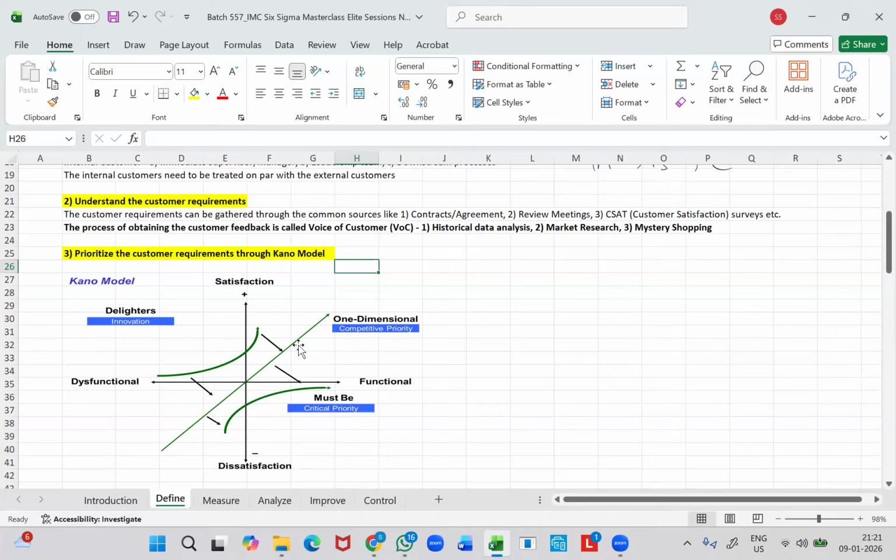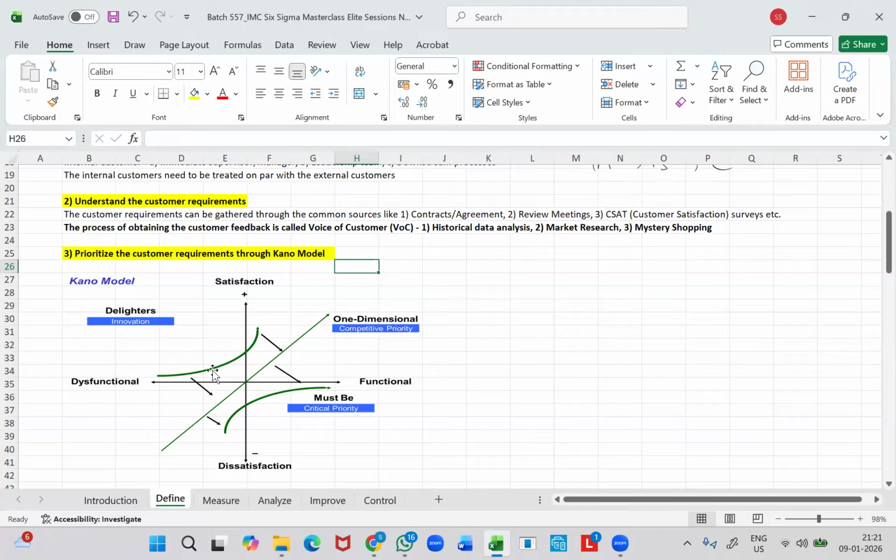And the third one is the delighter need. As I told you, this is exactly opposite to the must-be need. So what is the characteristic of this delighter need? These are the needs where, even if you don't provide them, the customer is not going to feel dissatisfied. So even if these delighter needs are dysfunctional, we don't see the delighter curve stepping into the dissatisfaction half. It still remains in the satisfaction half, right?